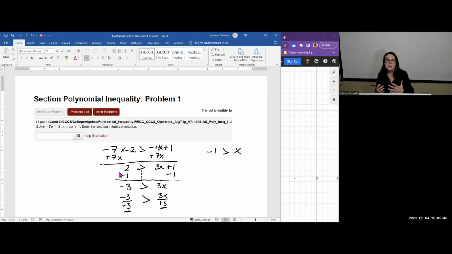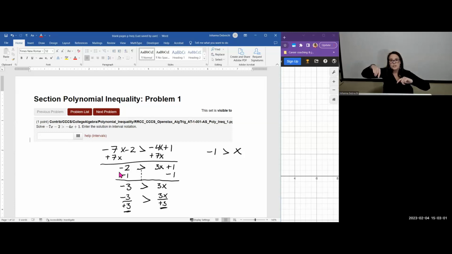Now, this really bothers some students. They don't like this in high school. It always came out on the left side, and they don't like it on the right. It means the same thing. -1 is greater than x. Larger meaning -1 is on the right and x values are on the left. Now, we can turn it around, but we have to turn the whole thing around.